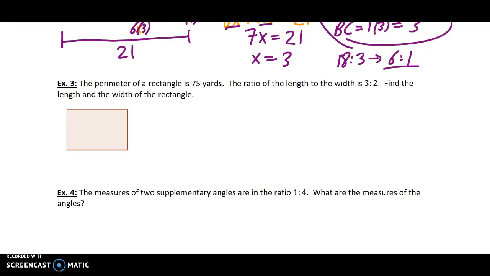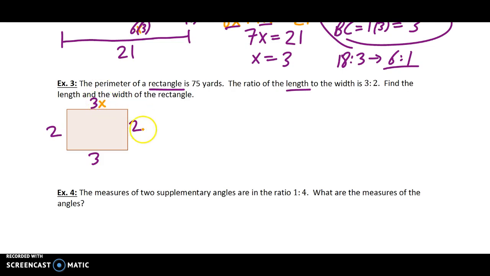Here's another example of that. The perimeter of a rectangle is 75 yards, so all the way around is 75. The ratio of the length to the width, and we'll go with length being the longer one, is 3 to 2. So that means this is 3 and 2. And hopefully we know from last chapter that a rectangle has opposite sides the same, right? Again, are they actually 3 and 2? Certainly not. 3 plus 2 plus 3 plus 2 is 10, right? Not 75. So that clearly doesn't work.